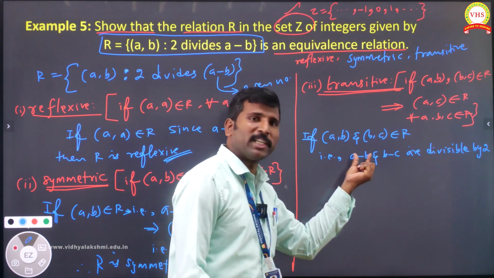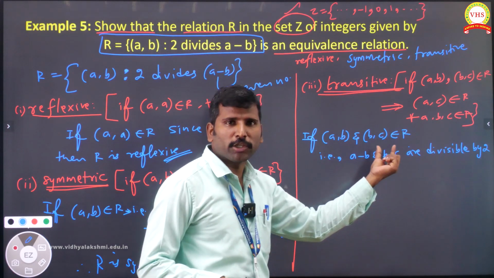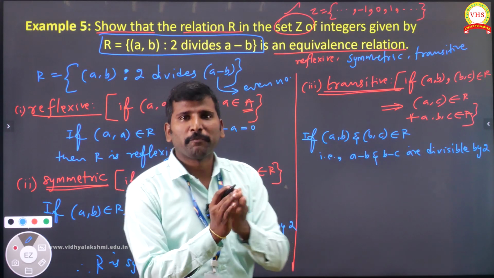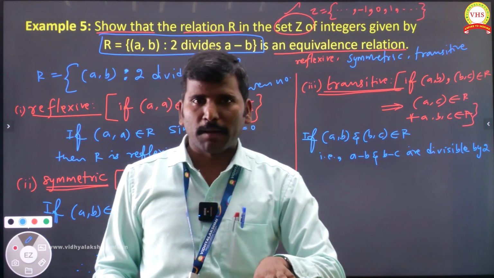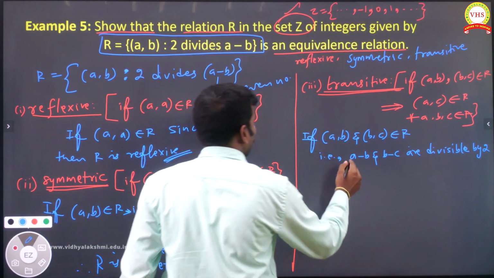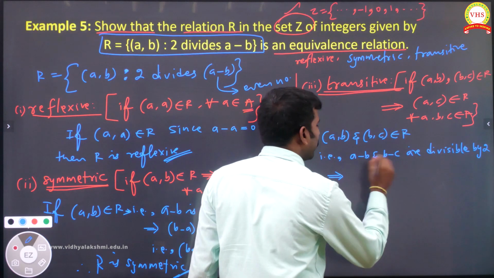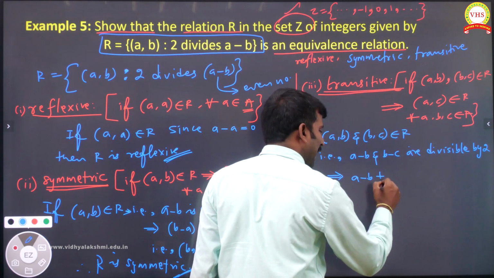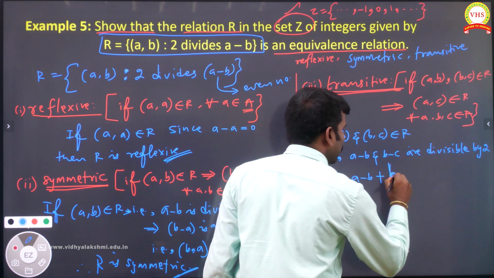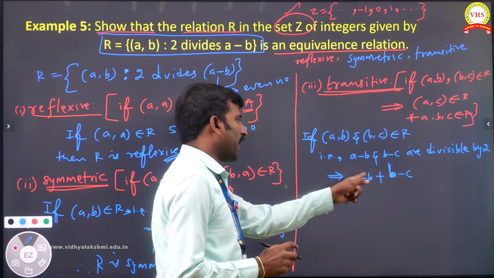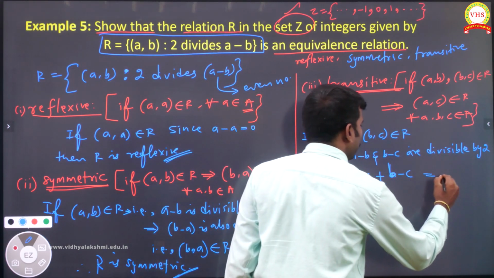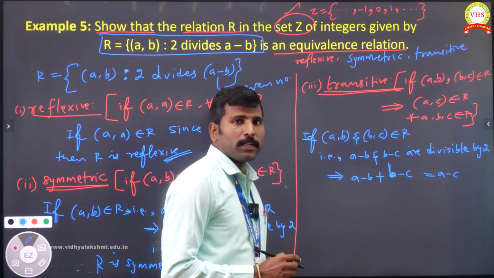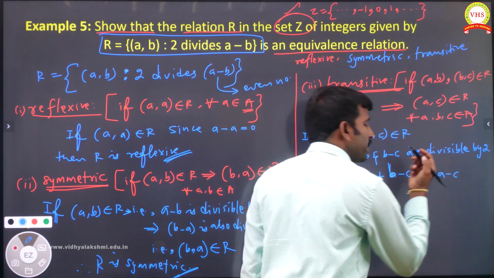What is the meaning? a minus b is even, b minus c is also even. Both are even; when you add, what will you get? The addition of two even numbers is even. Am I right? That is what I'm going to do here. Okay, then add these two. What am I getting? a minus b add b minus c. Then minus b plus b will cancel. Then what is my output? I'm getting a minus c. See, I told you that this also will be even.